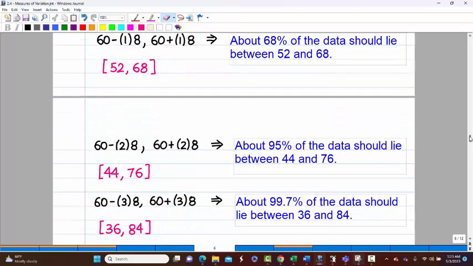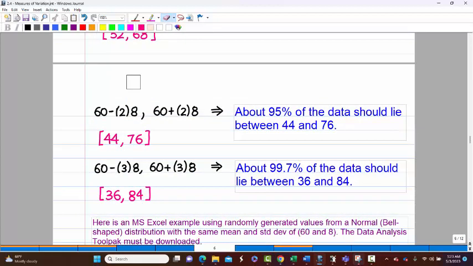Okay, come down here. If you take 2, the second part of the empirical rule, 60 minus 2 times 8 will be 44. 60 plus 2 times 8 will be 76. So we're expecting about 95% of the data should lie between 44 and 76.